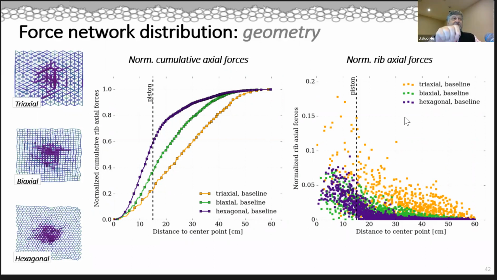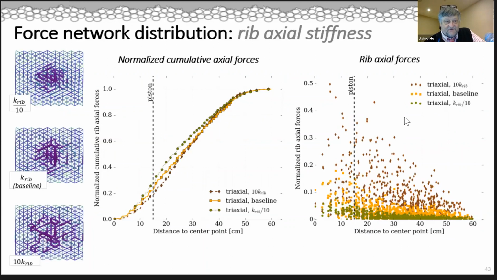But what's happening is they are different as you go with a different type of structure. This gives us insight into how we may want to optimize our spider web in the future, so that we put ribs where they're going to do the most work for the particular objective that we have. This is also similar, but now we're looking at the rib axial stiffness. In this case, it's all for a triaxial grid, so we didn't vary the grid here. We just wanted to look at different axial stiffnesses.